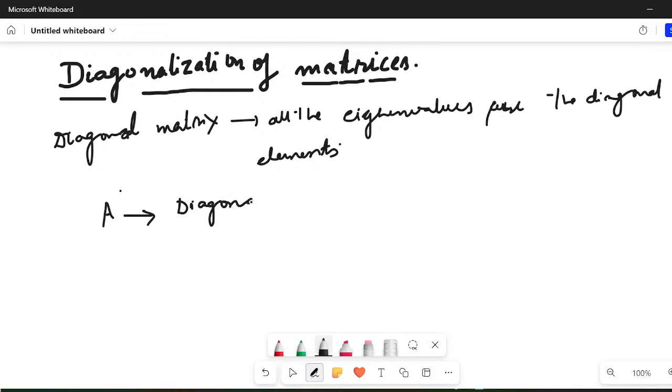So if a matrix is given to us, it would be good if we can diagonalize it. If we can diagonalize it, what does that mean? I can bring my matrix into the diagonal form, where the diagonal entries are nothing but the eigenvalues of A.